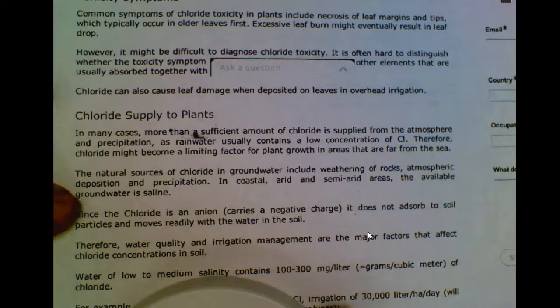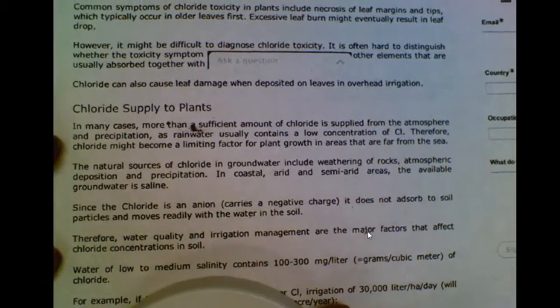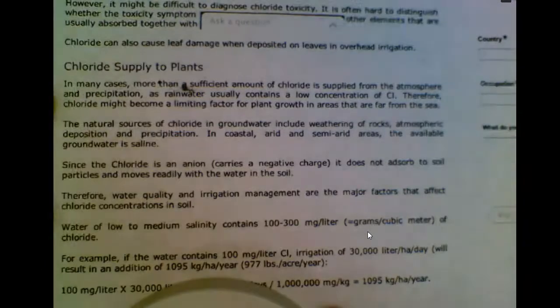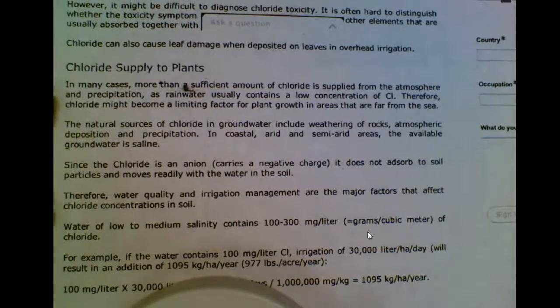So natural sources of chloride in your groundwater include the weathering of rocks, atmospheric deposition and precipitation, and then in our coastal areas, available groundwater is saline. Chloride is also an anion, negative charge, so it doesn't absorb to the soil particles and is readily moved with water in the soil. So water quality and irrigation management are the major factors that affect chloride concentrations in the soil.